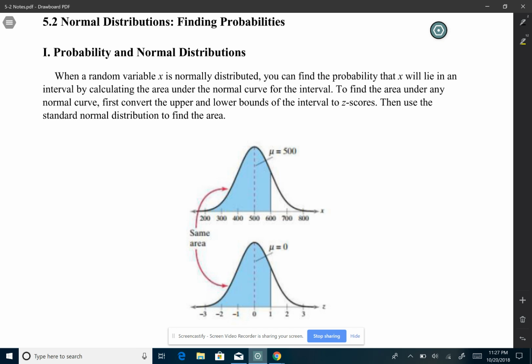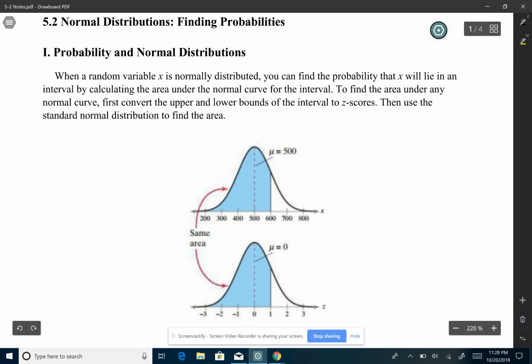And we talked about that. That was associated with the z-score and everything. So now we're going to look at the probability under that curve, or the probability in the normal distribution. When a random variable x is normally distributed, you can find the probability that x will lie in an interval by calculating the area under the curve.